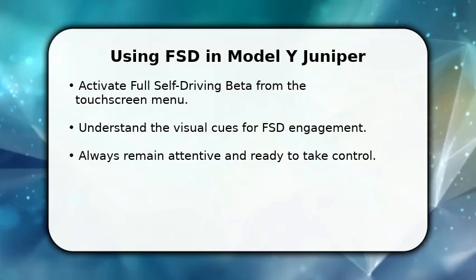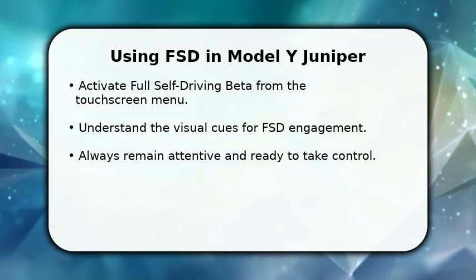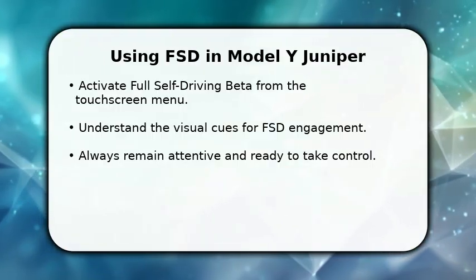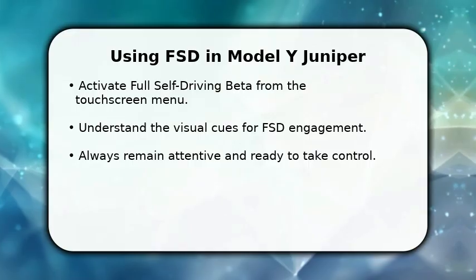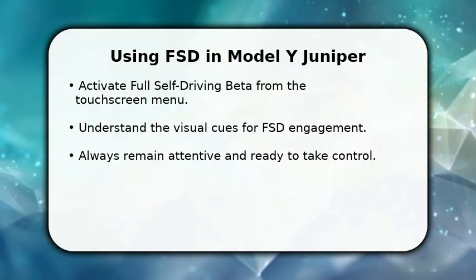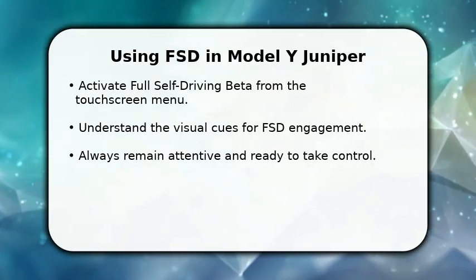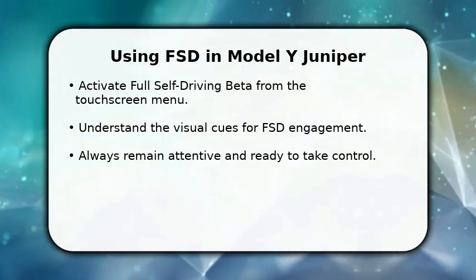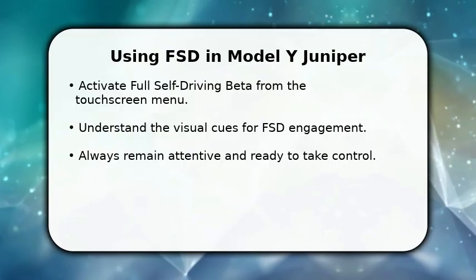Enjoy the video. In this video, I will explain how to use full self-driving in your Tesla Model Y Juniper. First, ensure FSD beta is enabled through your vehicle settings on the large touchscreen display. Once activated, you will notice distinct visual changes on your screen, indicating FSD is active and ready.